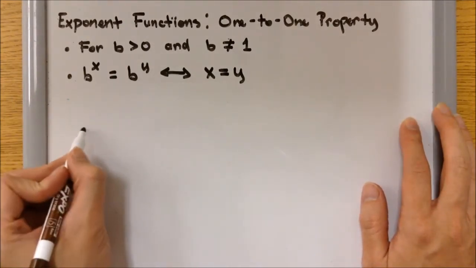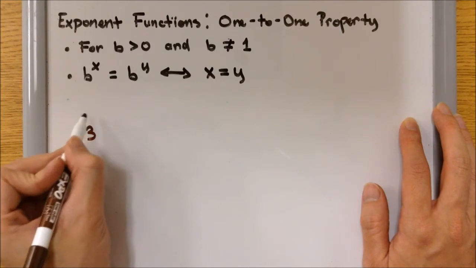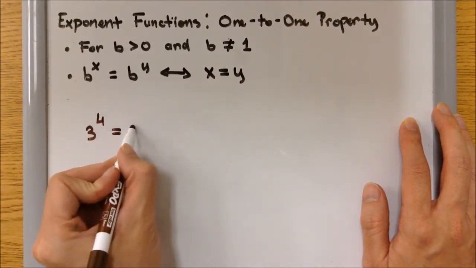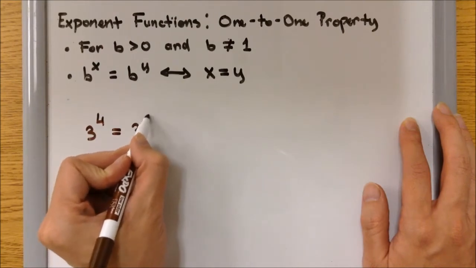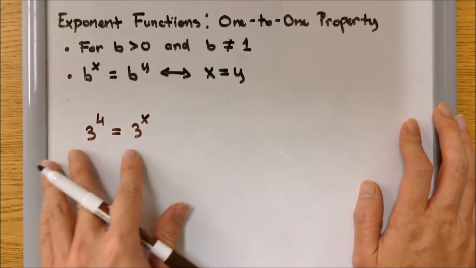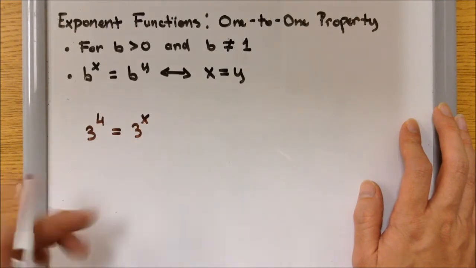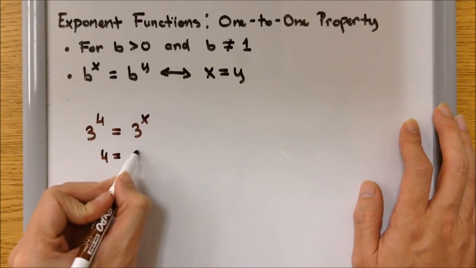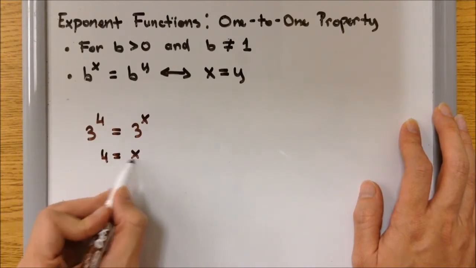if you have 3 to the 4th power equals 3 to the power of x, just like how we did in the previous section, if the bases are the same, then we have to set the exponents equal to each other, which is x equals 4.